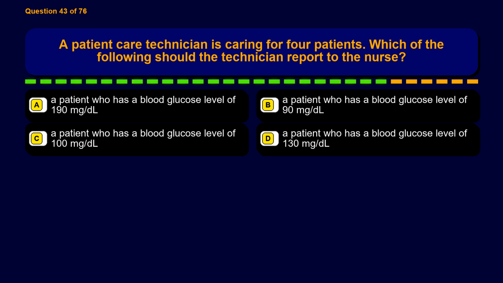Which of the following should the technician report to the nurse? Option A. A patient who has a blood glucose level of 190 mg/dl. Option B. A patient who has a blood glucose level of 90 mg/dl. Option C. A patient who has a blood glucose level of 100 mg/dl. Option D. A patient who has a blood glucose level of 130 mg/dl.